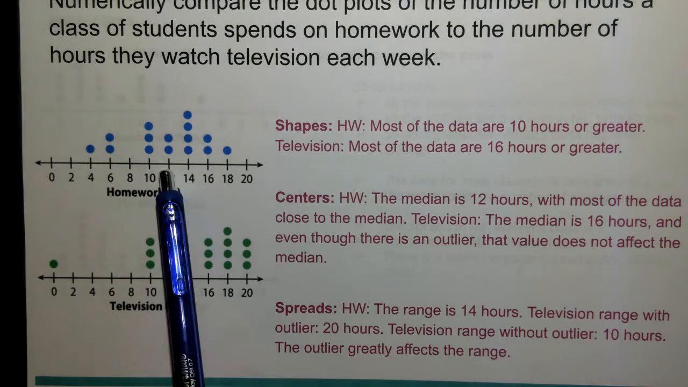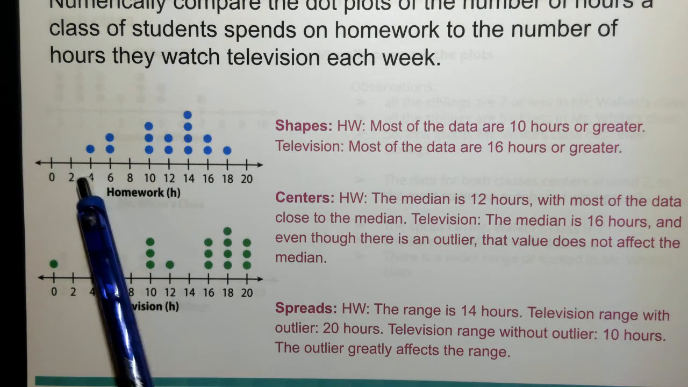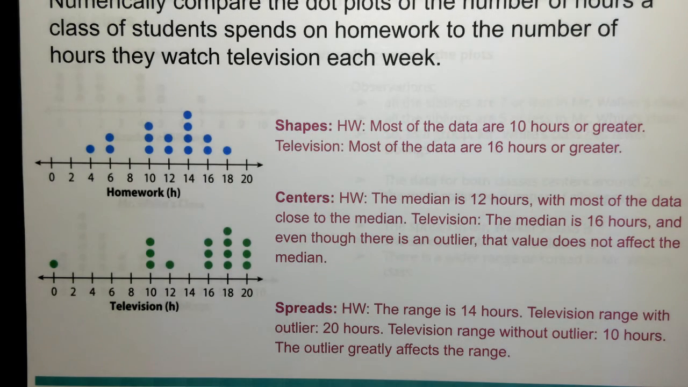So that would mean that there is the exact same number of dots below 12 as there are above 12. On television, the median is 16. And even though there's one outlier, it doesn't change the median, because this outlier could be at 0, it could be at 10. Regardless, it would still put the median at 16.